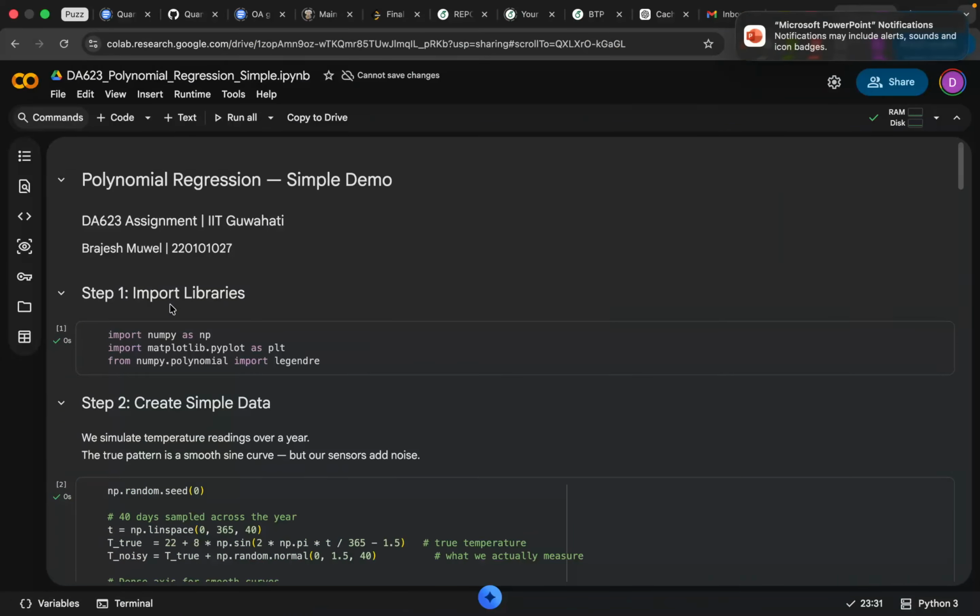Okay, now let's go into the code. The first cell only imports the three libraries: NumPy, Matplotlib, and NumPy's Legendre module. The second cell generates our data. The true temperature follows a sine curve, giving a smooth seasonal shape across 365 days. I then added random noise to simulate real sensor readings.